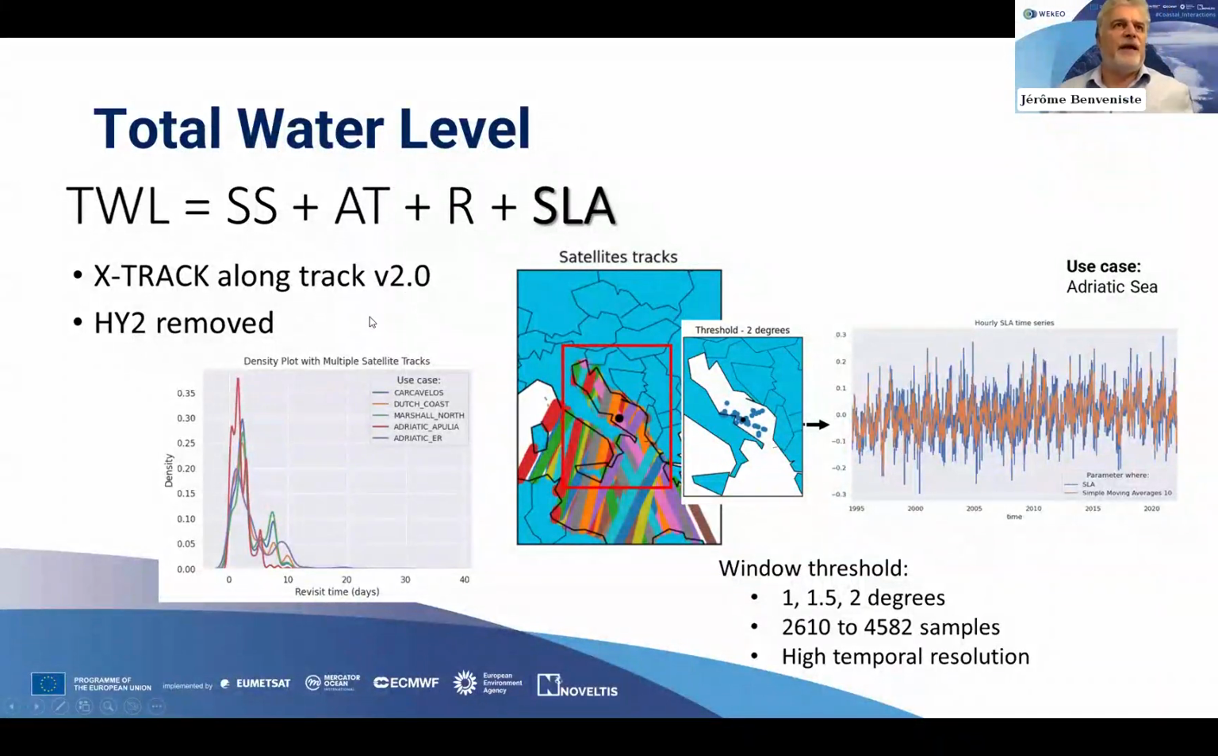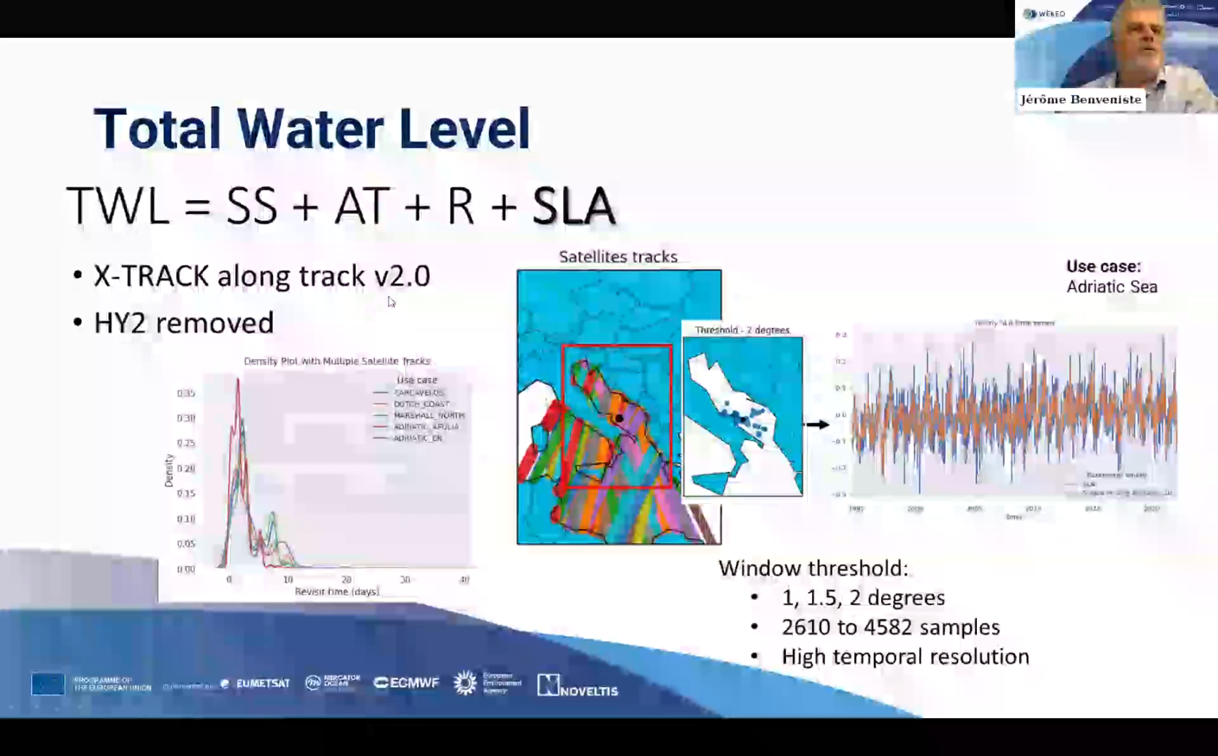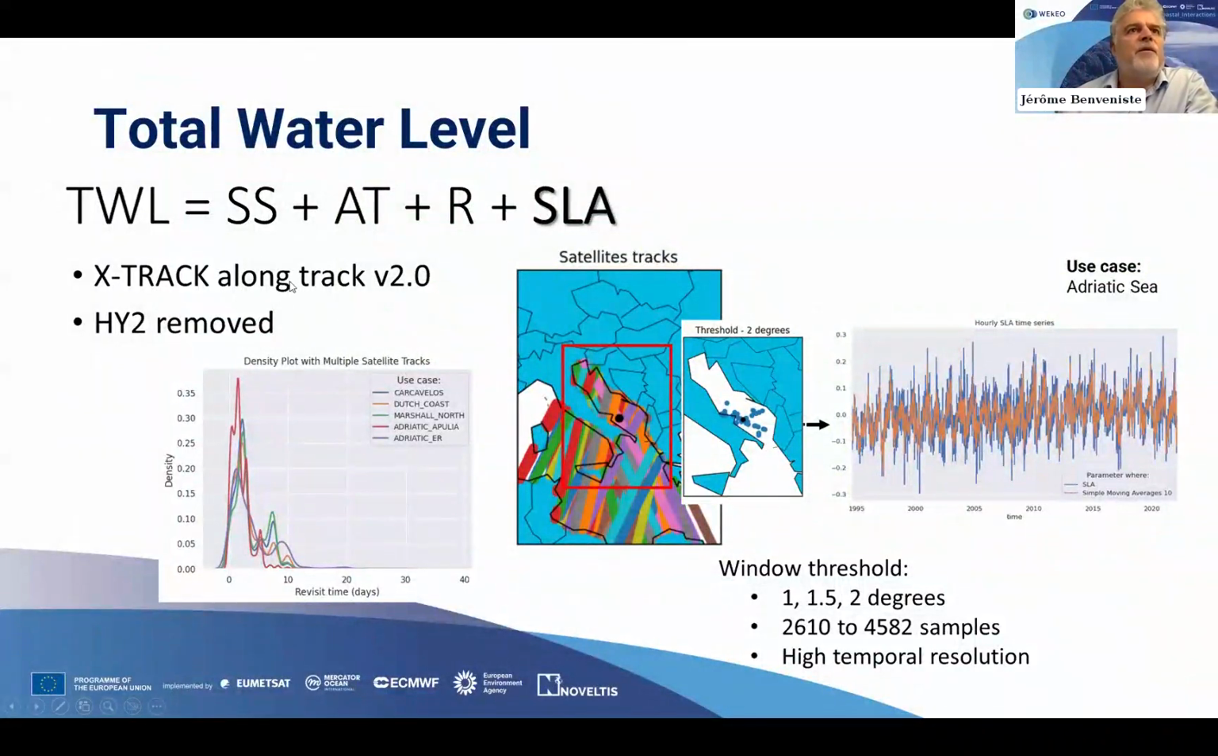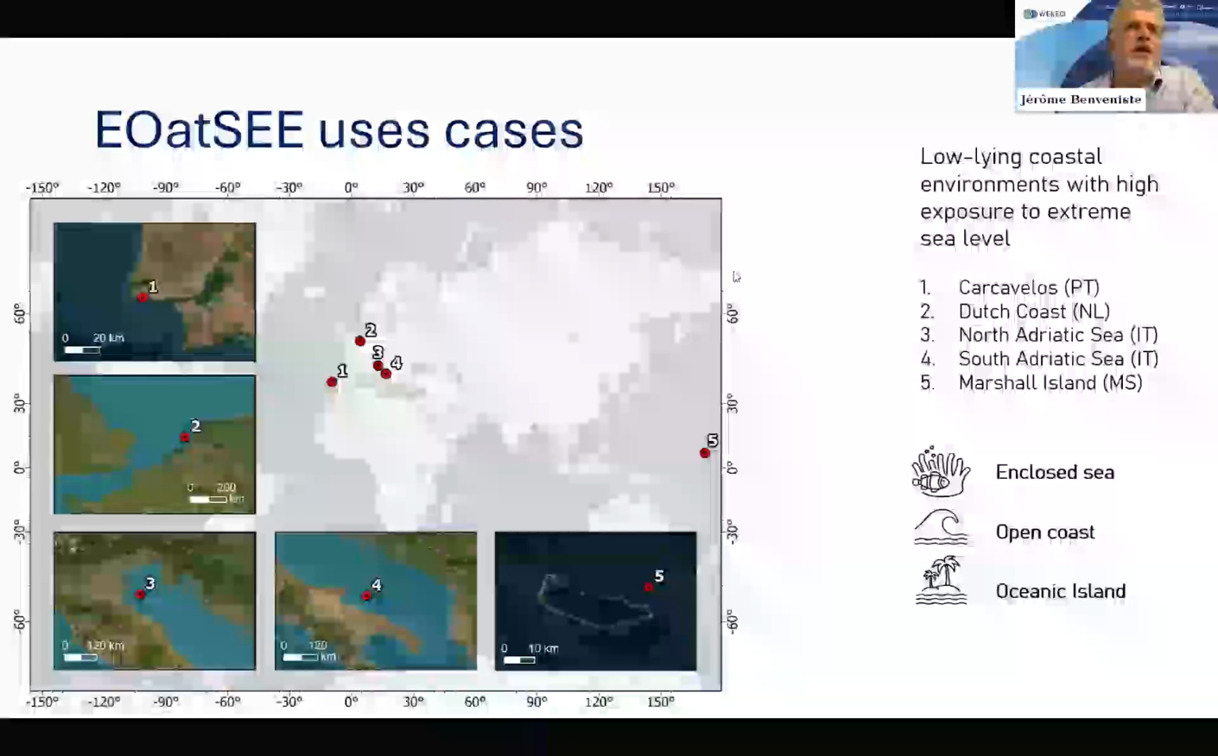So the sea level anomaly comes from X-TRACK, which is also coming from LEGOS in Toulouse. And we used all the satellites that you can see here on this map, all the radar altimetry satellites available, which allows us to have a very high temporal resolution. For instance, if you take the Adriatic Sea here, you have a couple of days of revisit time. And we checked the binning, like 1 degree, 2 degrees, and so on. And we have a very significant number of samples to build this sea level anomaly.